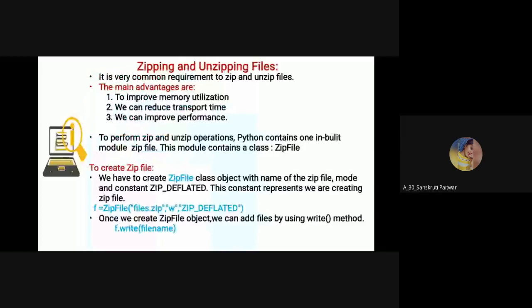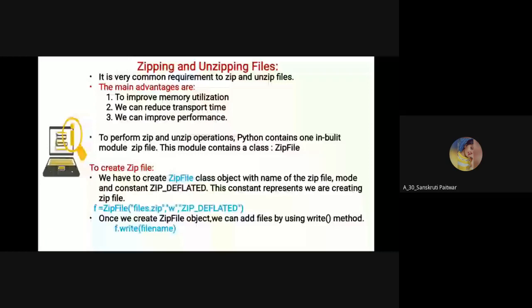Okay. Next point is zipping and unzipping files. Again, for this purpose we have an inbuilt module present in Python. First we'll see why we require zipping and unzipping of files. It is very commonly required to zip and unzip files. And what are the advantages of zipping a file? It improves memory utilization. When you are zipping files, you are combining all the files and making one zip file of many files. So it improves the memory utilization.